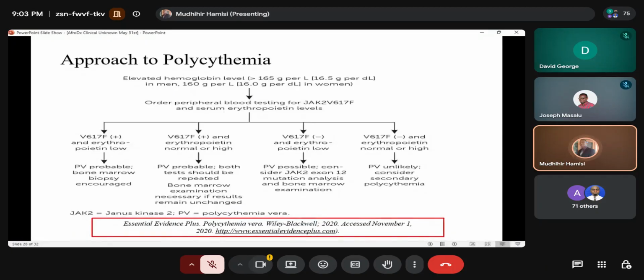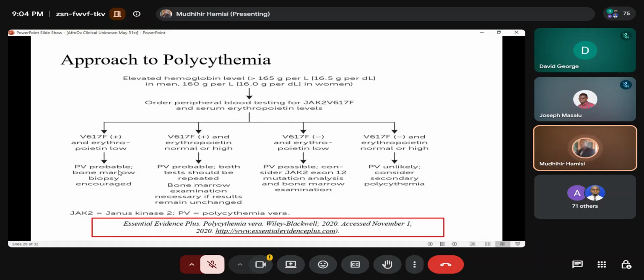So if you find a patient with elevated HB and hematocrit, what you have to do is order serum EPO, and also order the JAK2. If the EPO is low and JAK2 is positive, that is PV. Maybe you will need a biopsy to confirm it, but there is a high chance of having PV.